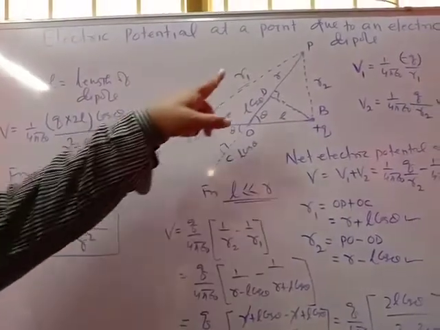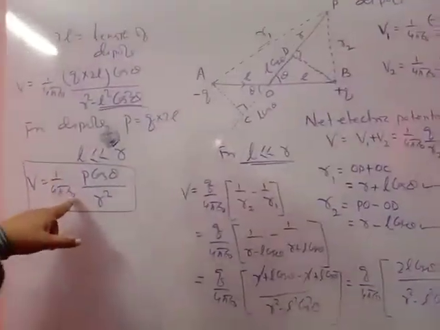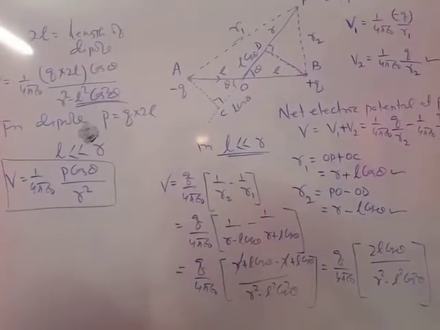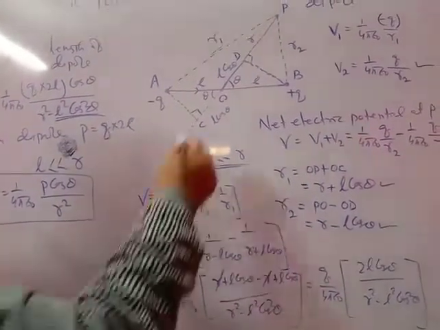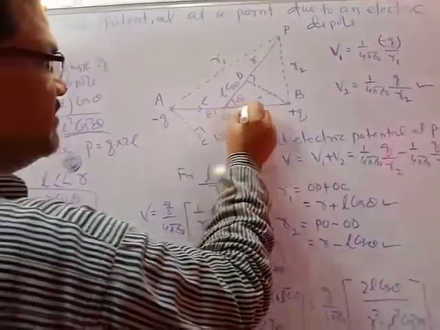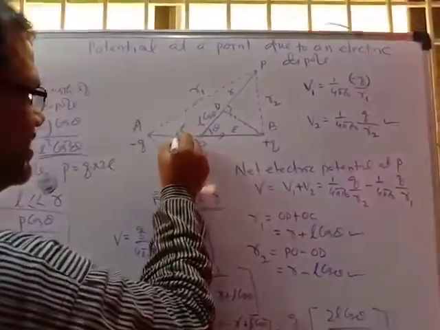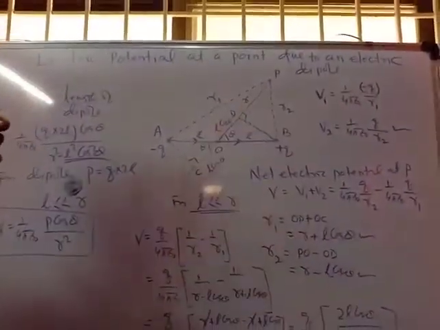So this is the expression for the potential at point P due to the electric dipole. At point P, the electric potential you are writing as 1 upon 4 pi epsilon naught P cos theta upon R square. Theta is the angle made by that position with the direction of the dipole. Dipole moment is along this way, and this is the angle made by the point P.